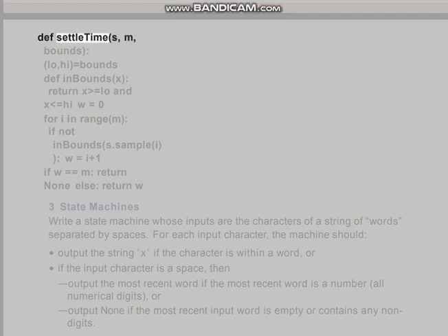def settle_time(s, m, bounds): low, high = bounds. def inbounds(x): return x >= low and x <= high. w = 0. for i in range(m): if not inbounds(s.sample(i)): w = i + 1. if w == m: return None, else: return w.